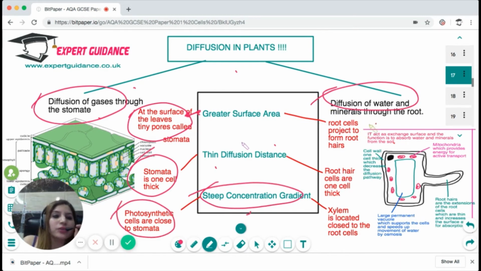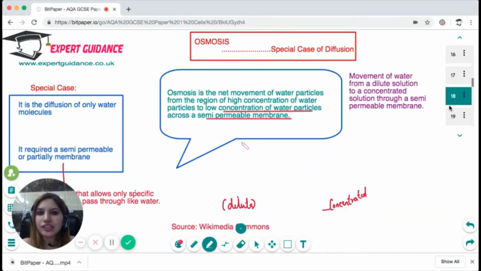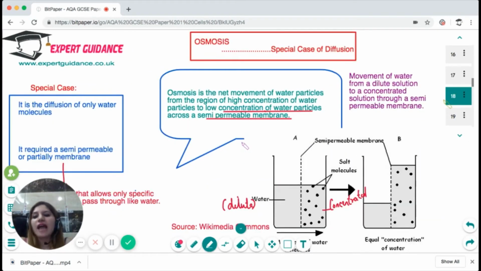For the root hair cells, the root cells project to form the root hairs. Root hairs are one cell thick, and to maintain the concentration gradient, the xylem is located close to the root hair cells. Okay, so I hope the examples of diffusion in plants and animals, along with the adaptations they have for maximum diffusion, are clear to you. Now let us look at another special case of diffusion called osmosis.